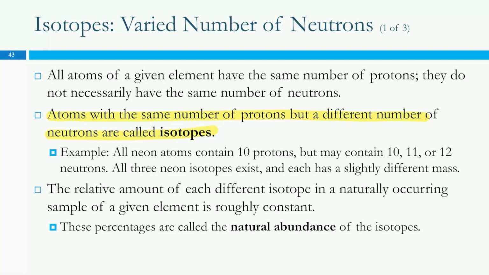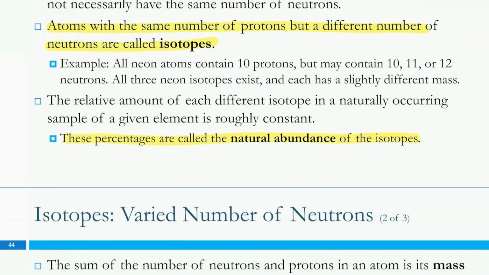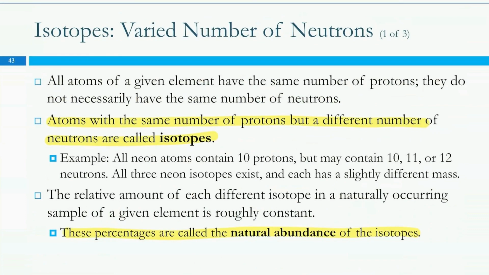The relative amount of each different isotope in a naturally occurring sample of a given element is roughly constant. And that's why we call this the natural abundance of the isotopes. You change the number of neutrons, not the number of protons.